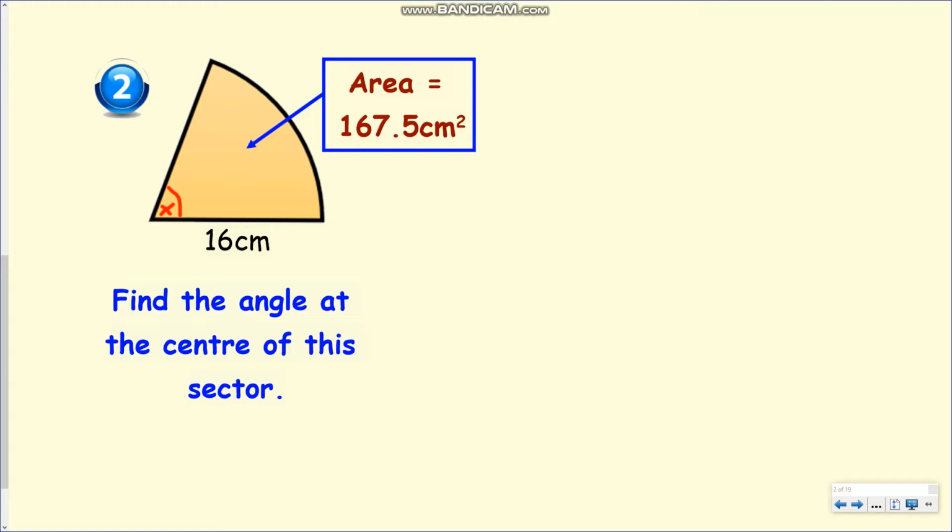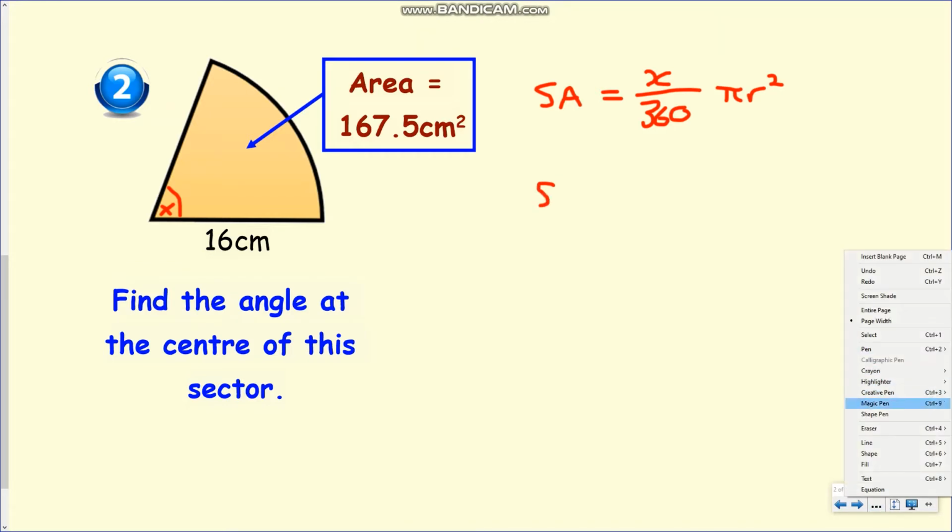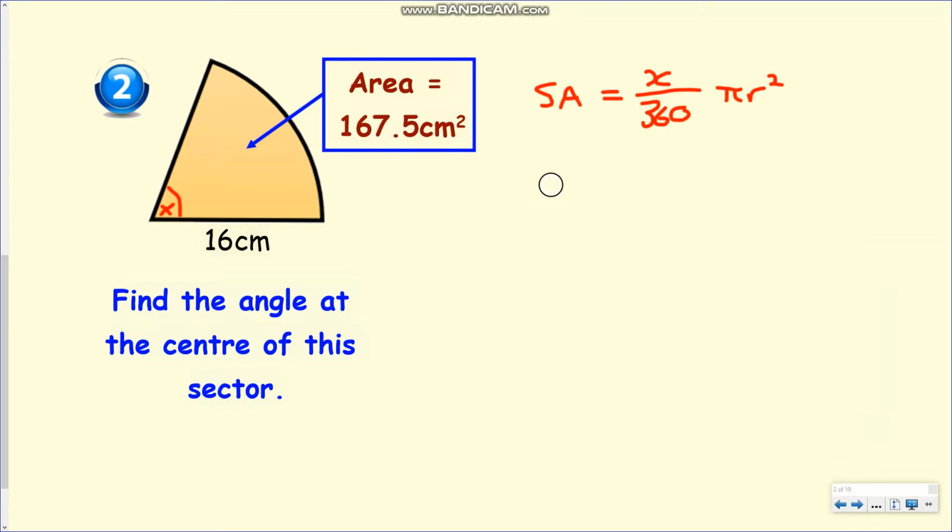Okay, so for this, because I'm using area in my blue box here, I'm going to write down the sector area formula again. So x over 360 pi r squared. My next step is I'm going to take the information from the diagram and fill in everything I know. So I probably shouldn't be writing sector area again because I know what the sector area is. My sector area is 167.5.